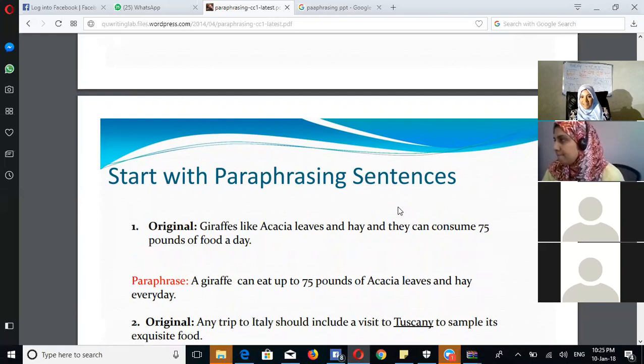Tuscany has been visited by any trip to Italy to sample its exquisite food.